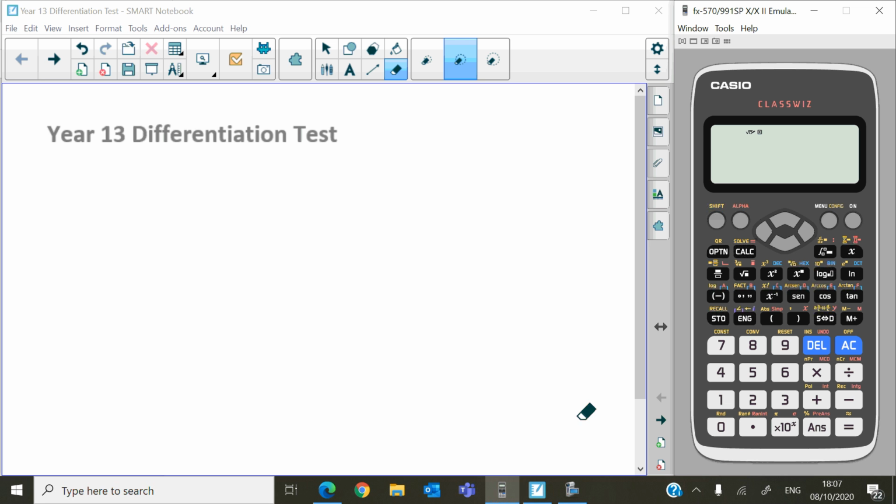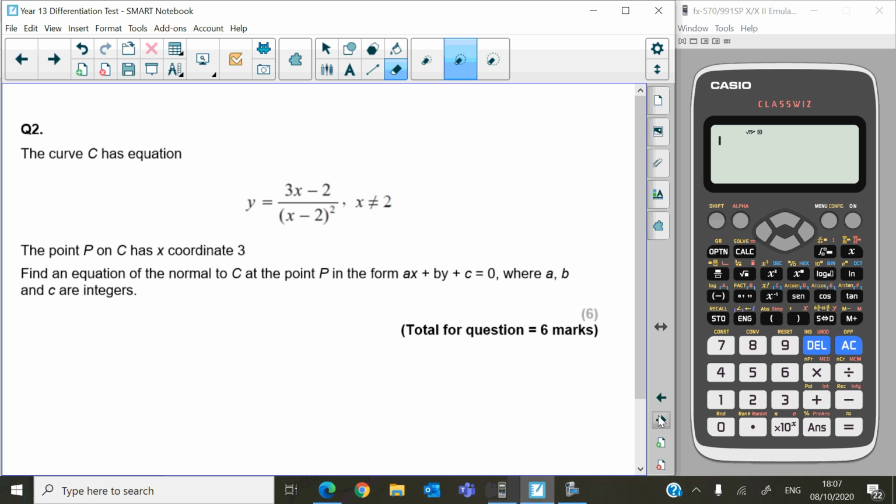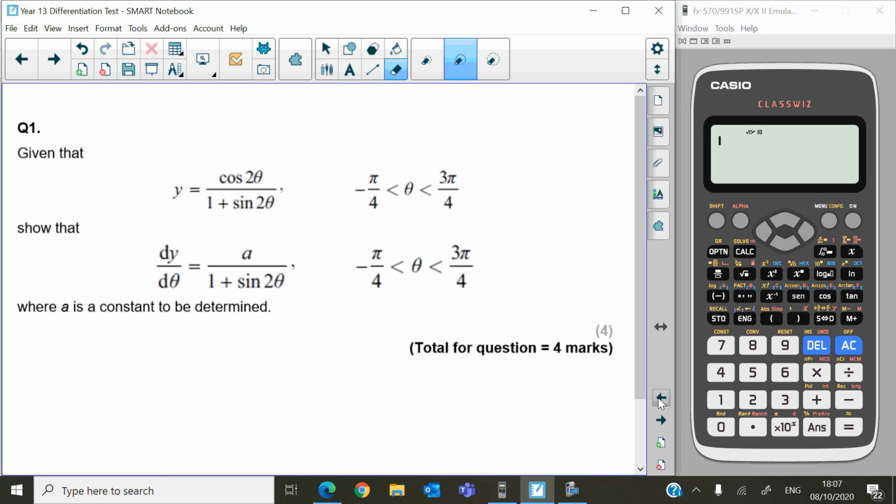So let's go straight to the 3 questions, 1, 2, and 3. Go through each of them in turn. And if there's any questions, make sure that you make a note of them so that you can ask me later on. All right, question 1.